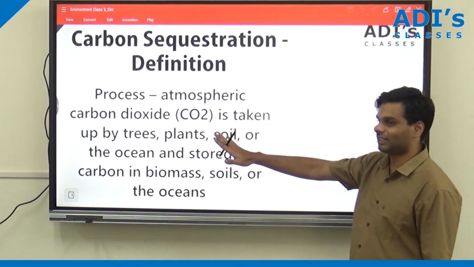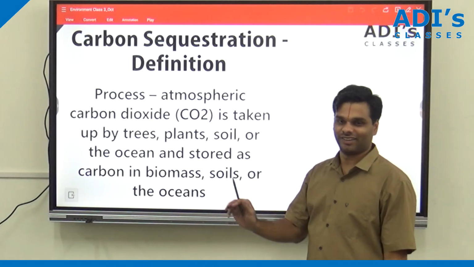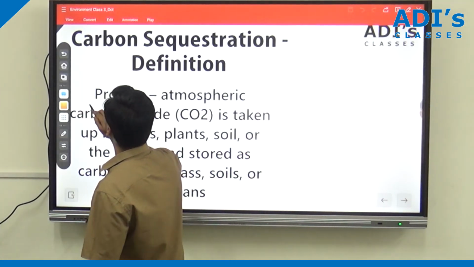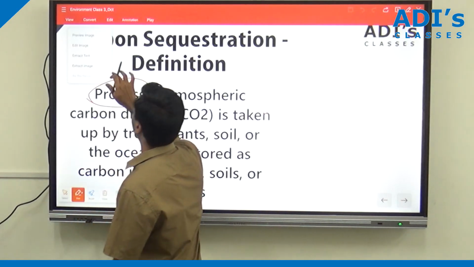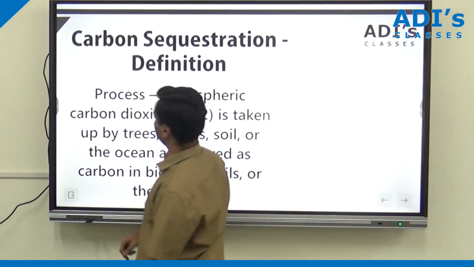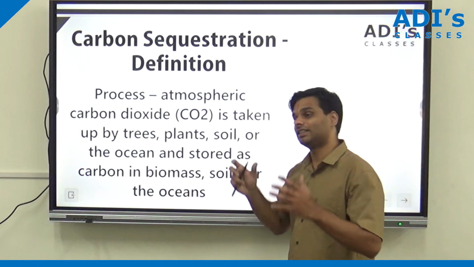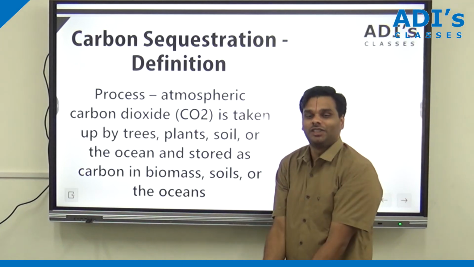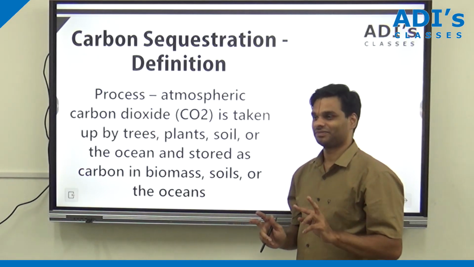Carbon sequestration is the process. See, the important term that you have to look at here is process. This is a process. In the case of the other one, what did we say? Carbon sequestration is the process by which the carbon dioxide is getting removed. The place to which it is being put is called a carbon sink. You understood the difference?